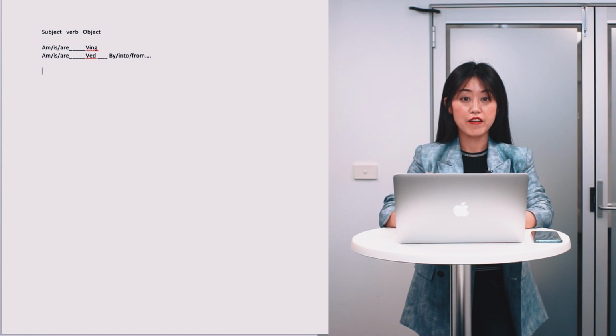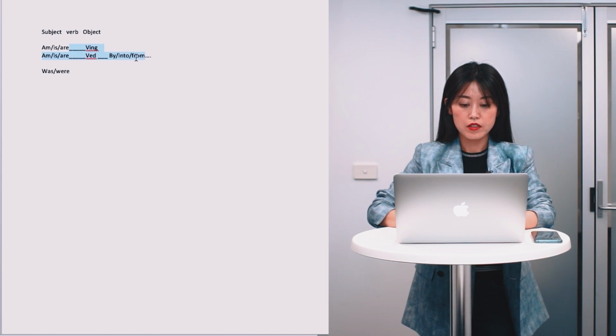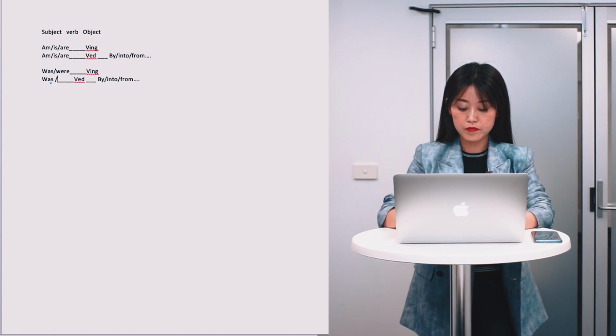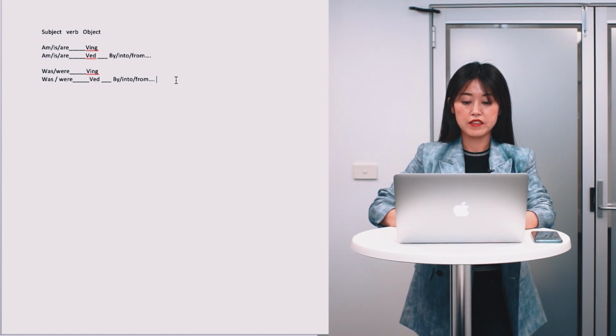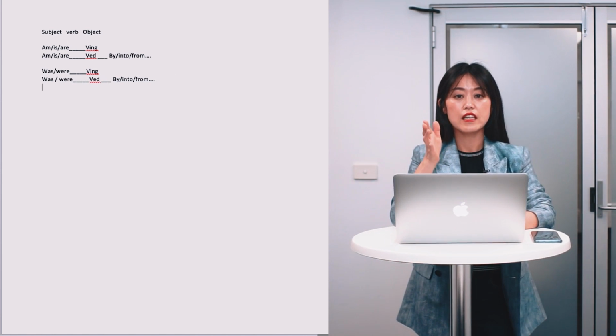And sometimes you might have the past tense. So you might have was or were. And yes, you will have the same situation like the previous ones. Okay, so that's this case. That's whenever you see a linking verb before the blank.